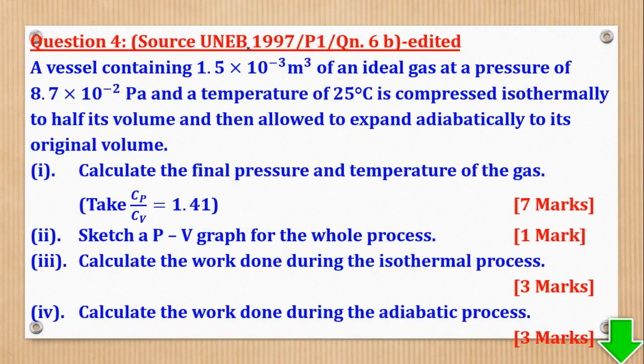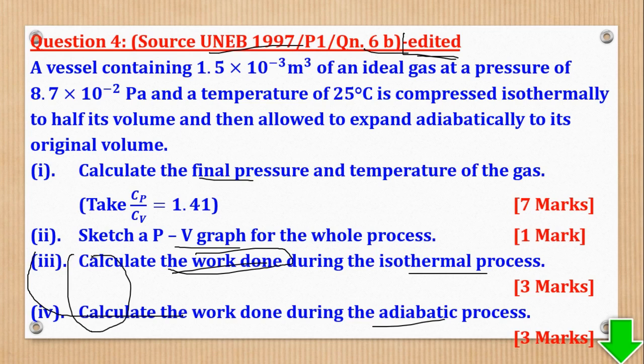Now we shall go to question 4. Question 4 came from UNEB of 1997 paper 1 question 6b. And here it is edited because we added on these Romans for you to know, because in the previous 3 questions, the questions were only about final temperature, final pressure, and the diagram. But we've not yet done a question on work done for isothermal and for adiabatic, yet you need them. So that's why we called it edited, because we added this for you to easily know how to calculate work done for the adiabatic process and also for the isothermal process.